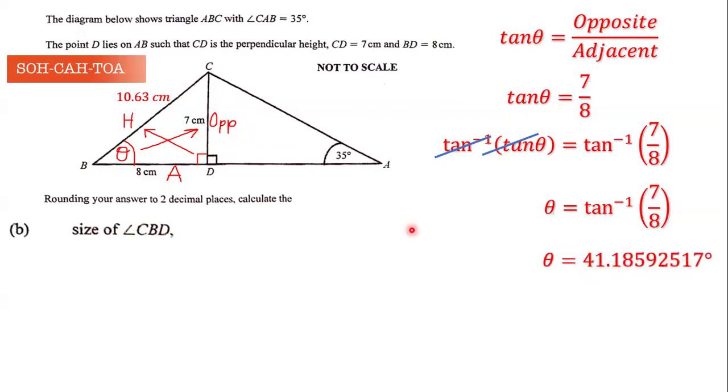41.18592517. Again, we have to round our answer to 2 decimal places. So 8 is the second number behind the decimal, so we have to look to the right of 8. And we have 5. Once it's 5 or greater, we can round up. And so we have to add 1 to 8. And so we have 41.19, and that is theta. And so angle CBD is going to be equal to 41.19 degrees.